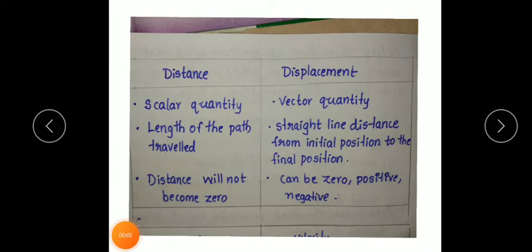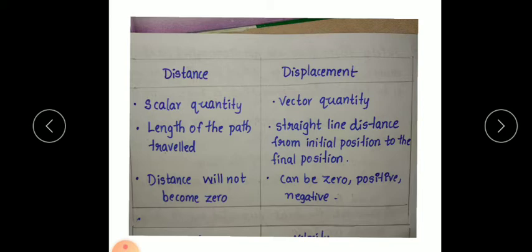Dear students, we were discussing the second chapter, that is motion. In the previous class we studied what is motion, what is reference body, and how to state whether an object is in the state of rest or state of motion. Then we learnt what is distance and what is displacement. Then what are scalar quantities and what are vector quantities.